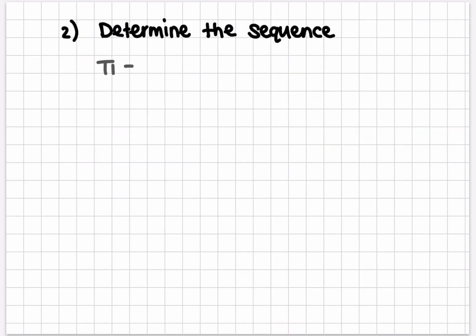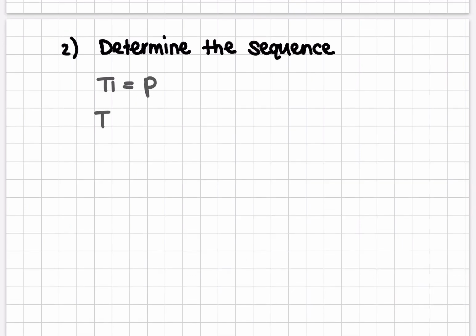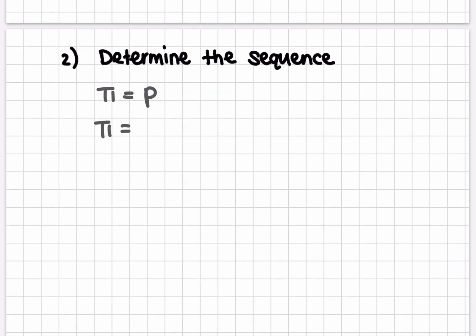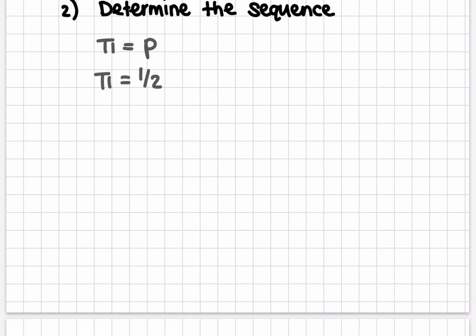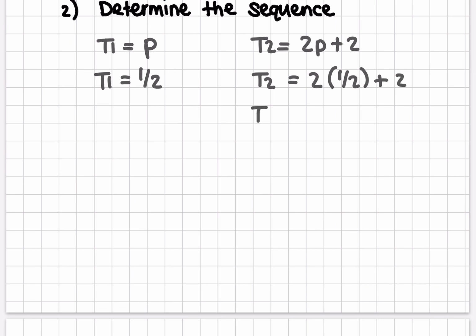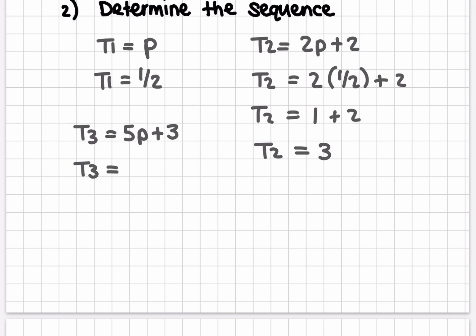So we know that the first term was equal to p. So T1 is equal to p, which was a half. That's the first one. Okay, so T2 is equal to, we know that it was 2p plus 2. So we're going to sub in a half into p like we did with the first one. And this is going to give us 1 plus 2, so the second term is equal to 3. Now T3 is equal to 5p plus 3. So we're going to do the same. We're going to sub in a half into p.